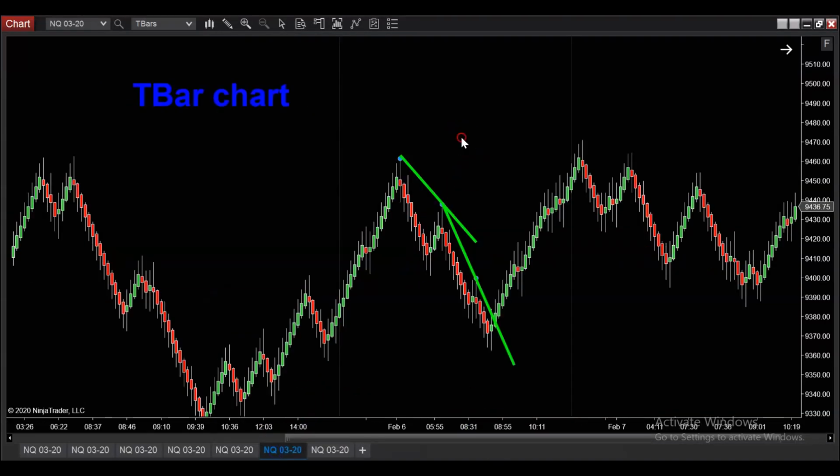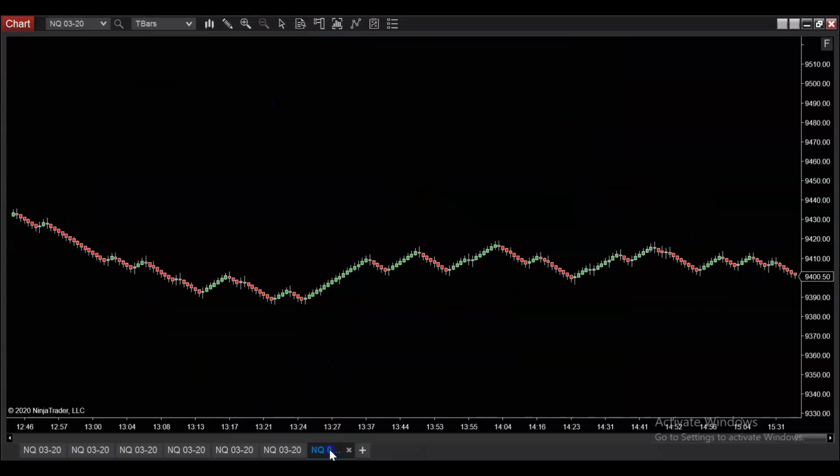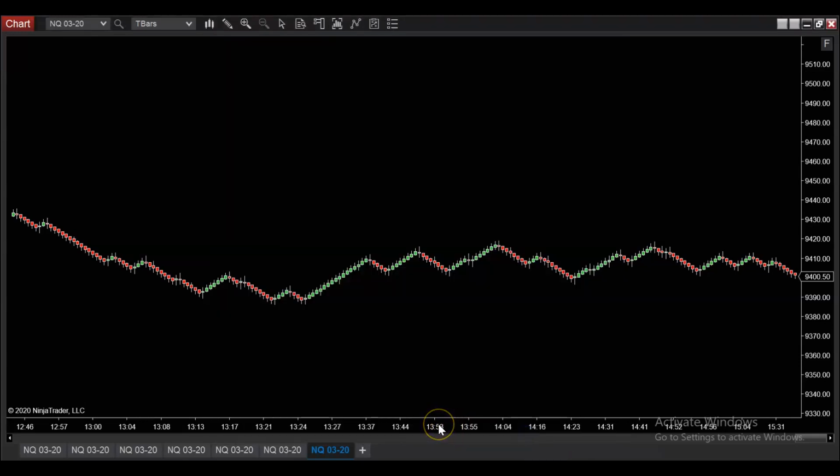Right, so here's the master chart. We have our higher time frame settings. It's a speed setting of 40. And now here's our slave chart, which now has a speed setting of 10, but we have the master trend line on this slave chart. Do you get what I'm saying?